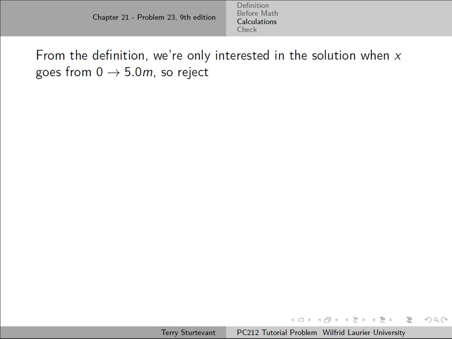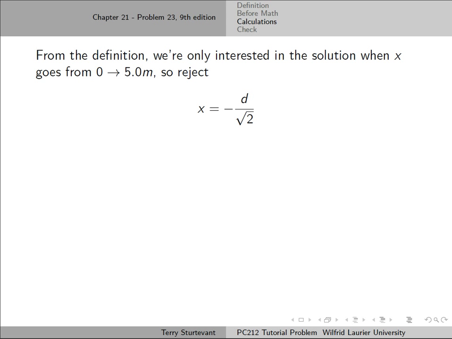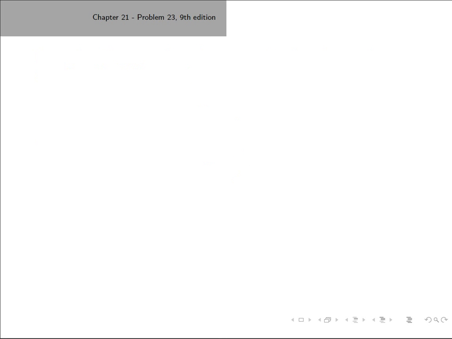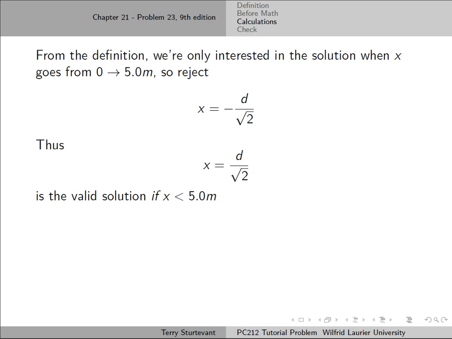From the problem definition, we were interested in solutions for x being positive, and so we reject the one where x is minus d over the square root of 2. So the solution we're interested in is the one where x equals d over the square root of 2. Since we said in the original definition that x could go from 0 to 5 meters, this solution will be valid if x is less than 5 meters. So if d is 17 centimeters, as in the definition, we get a value for x of 12 centimeters, which is valid.